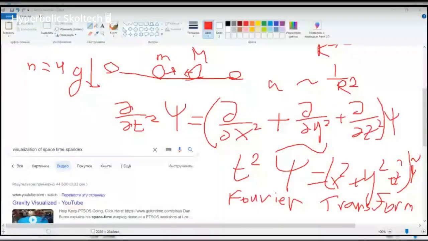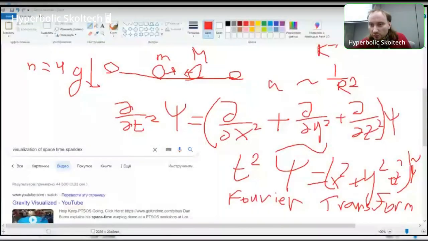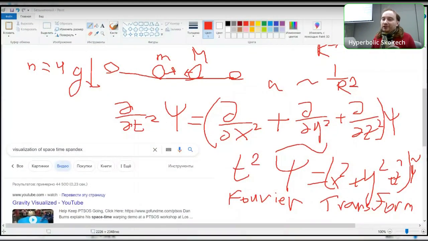I wrote everyone in the chat. Probably not everyone. No, everyone. Okay. So I don't know any connection of hyperbolic geometry to this wave equation for now. Maybe I will find it out. Probably you can. I don't know. This is very difficult to imagine, actually, for now.